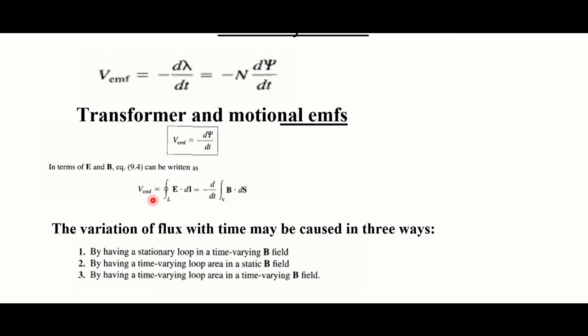The variation of this flux with time can be caused in three different ways, which we can discuss in detail. In the first case, the conductor is stationary and placed in a time varying magnetic field. In the second case, the conductor is moving but the magnetic field is stationary. In the third case, both the conductor and the magnetic field are varying.